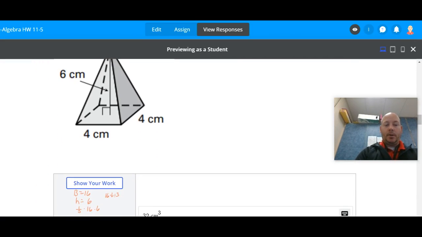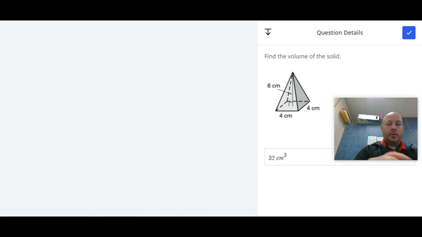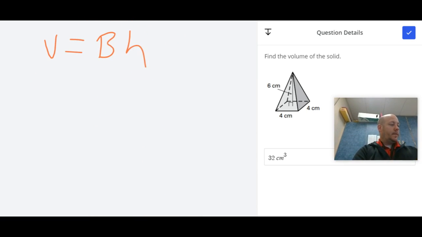Now pyramid's a little bit different. So we're going to use kind of the same general formula, but we have to make a modification. So I've got a model here. If you can see it, I've got a cube, and then I've got a pyramid. That fits in there nicely.